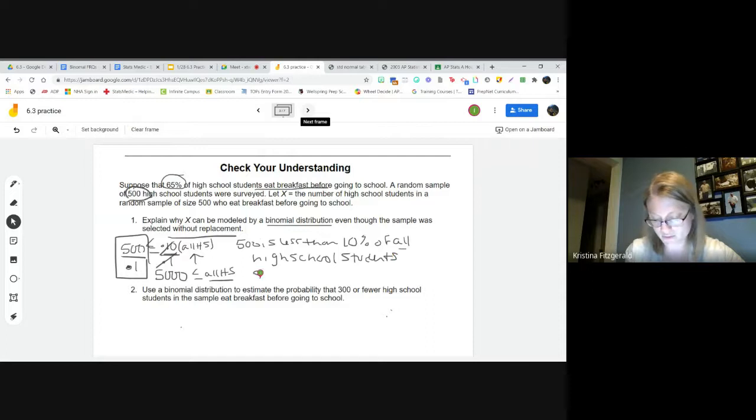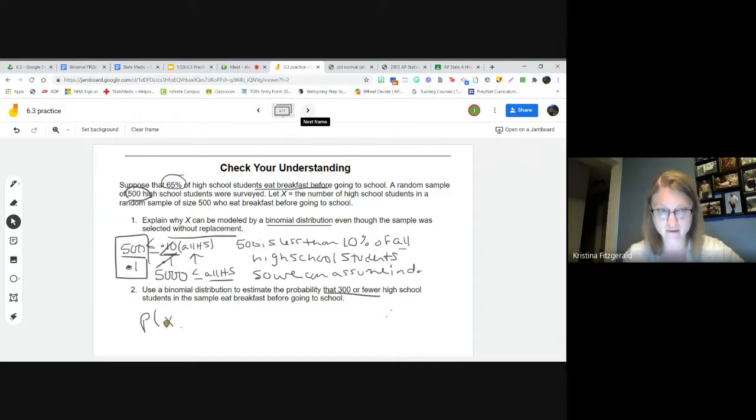So we can assume independence. Basically, that condition would be kind of messed up because we're not putting the kids back, but because the sample we're picking is small enough, we're okay with that. So now that we're okay with that, use the binomial distribution to calculate the probability that 300 or fewer high schoolers in the sample eat breakfast before going to school.